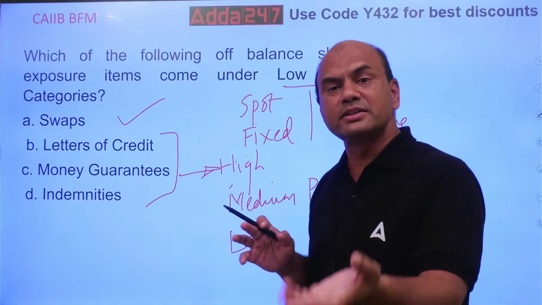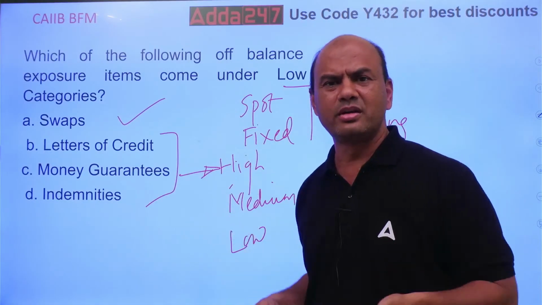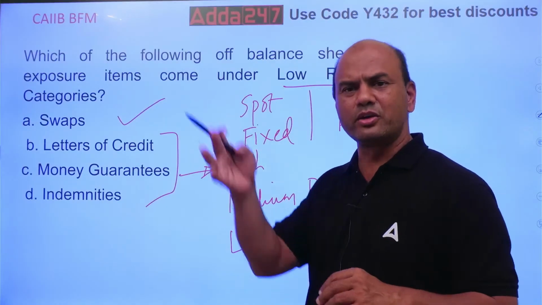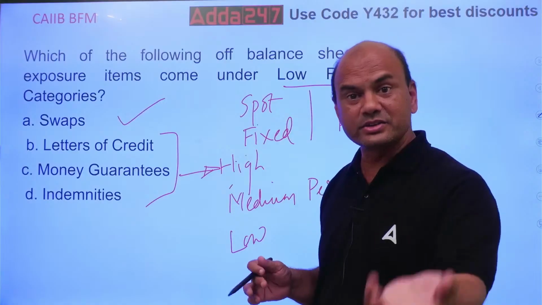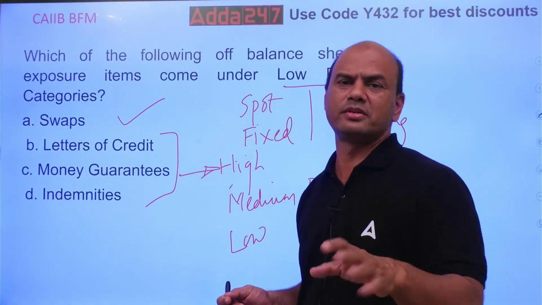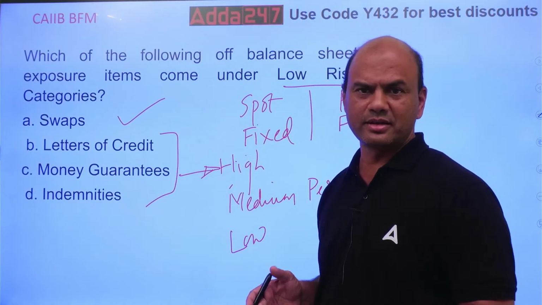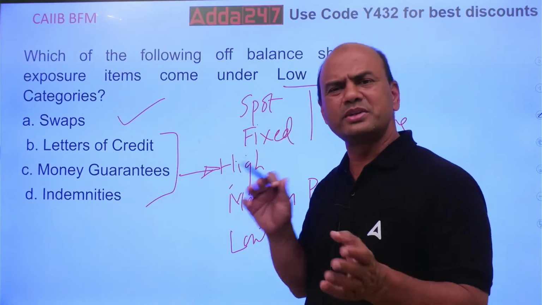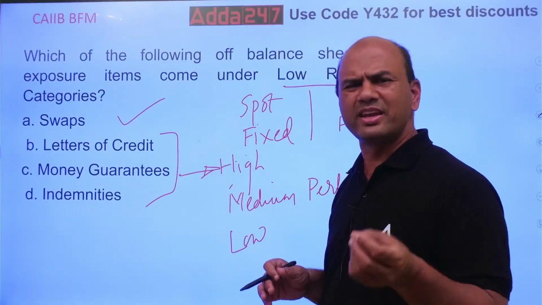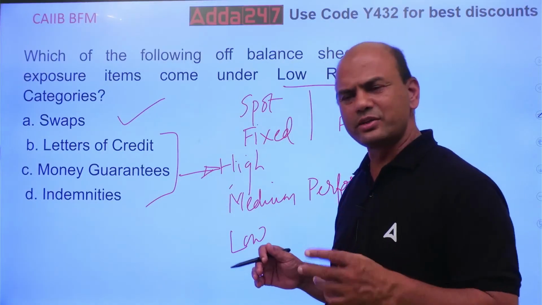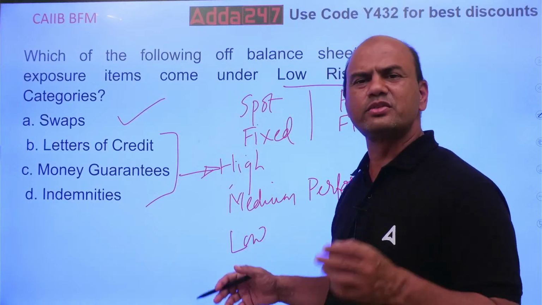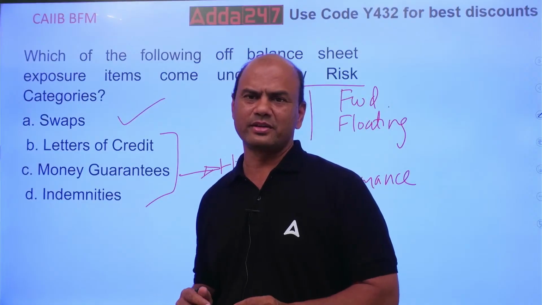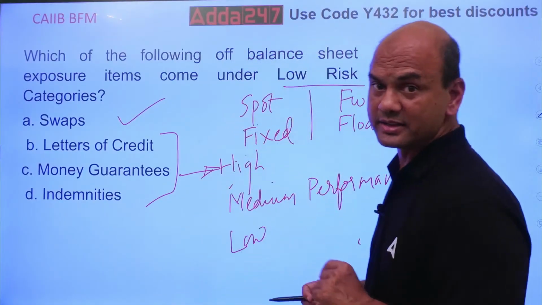Why? Because if he doesn't perform, say somebody is building a road, I give a guarantee on his behalf to the government body. If he does not build the road, then only I'll have to pay. So there is someone who is doing something related to performance. And low risk means all these where you are just juggling with money, with very low margins. That's why these are low risk. All these swaps, forwards, FRAs are low risk. Got it? So these are the three categories.